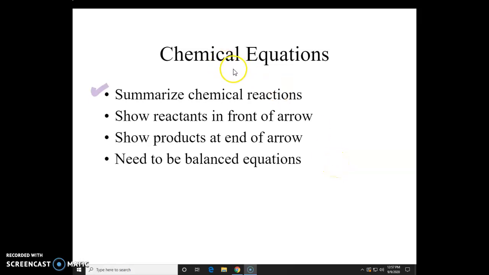So here's 4 things I want you to write down about chemical equations. They summarize chemical reactions. Gosh, think if you had to write all that out every time. They show reactants in front of the arrow. They show the products at the end of the arrow, and they need to be balanced. And I know you balanced equations somewhere along the way, I'm pretty sure, with Miss Rushing. And that's where you change the coefficients, but you never, ever, ever change the subscript.